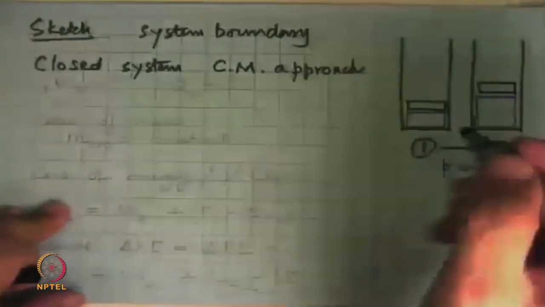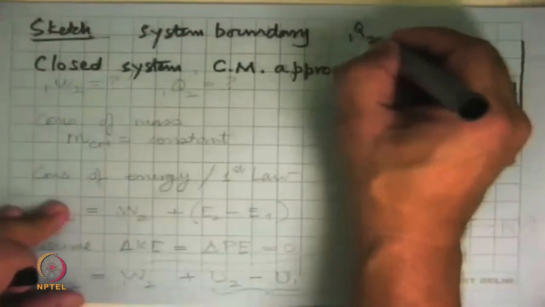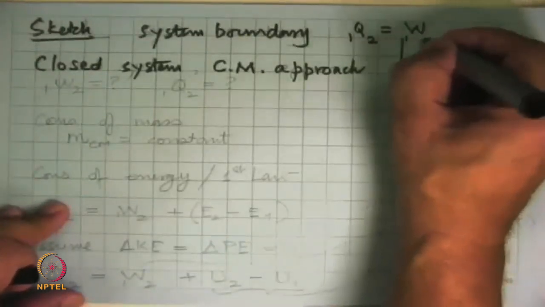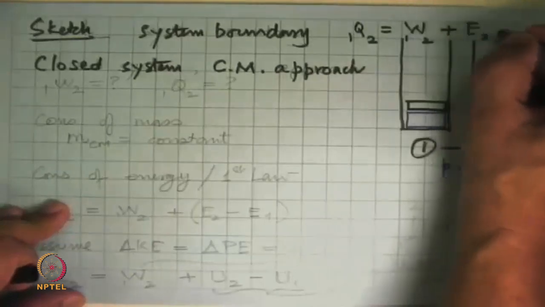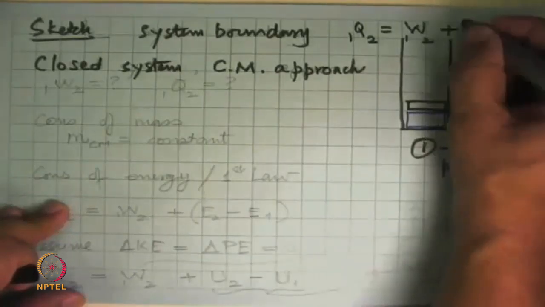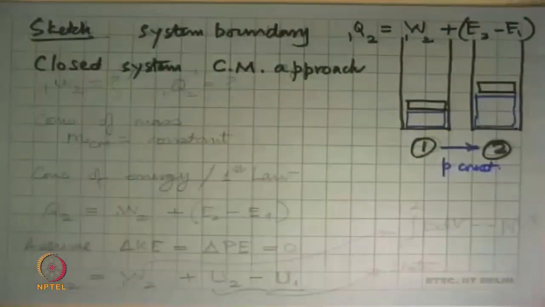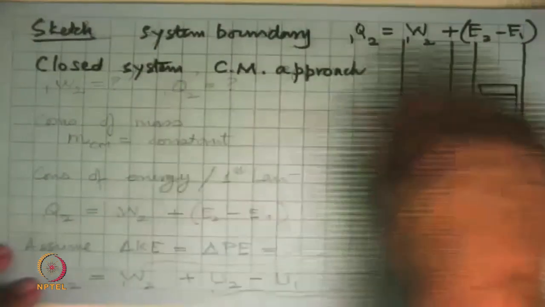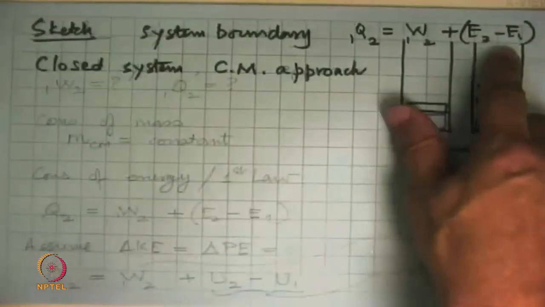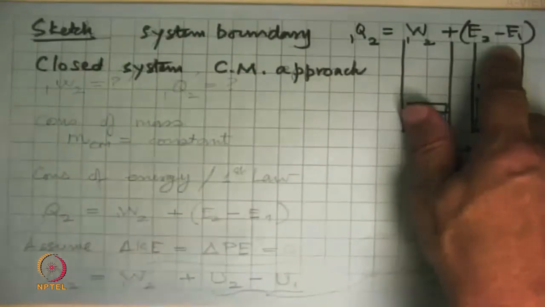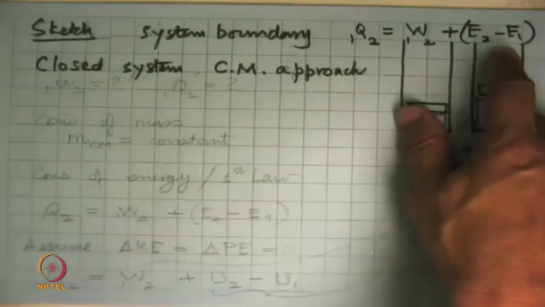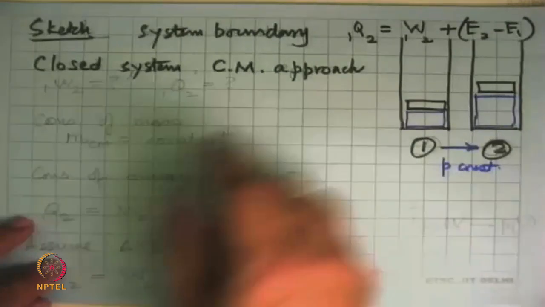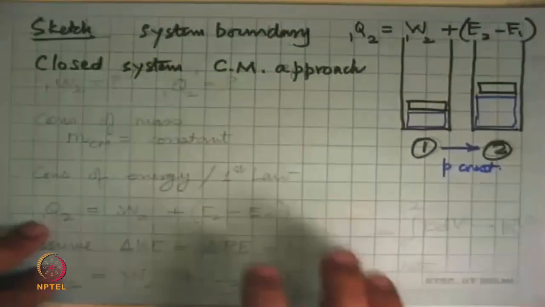Which means that if I have to write the first law equation for this, here we will write Q12 is equal to W12 plus E2 minus E1. It looks like a very simple thing to do, but I find that there are very many people who make a mistake right here. Instead of writing this equation, they will write Q dot CV is equal to m dot H1 plus m dot H2, all of that. So if we go wrong at this point, everything else is completely wrong.